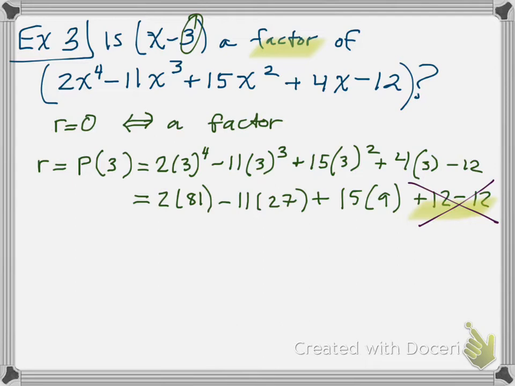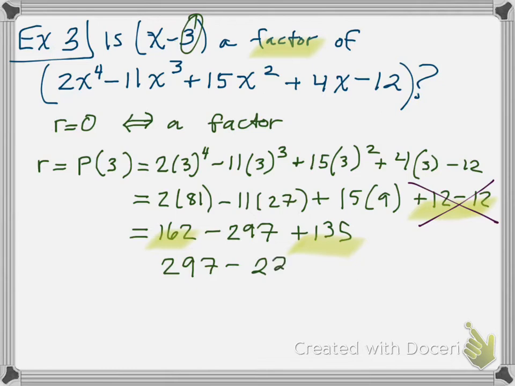So then I get 2 times 81, that's 162. Minus 11 times 27 is 297. And then 15 times 9 is 135. And so then if I add the 162 and the 135, I get, what do you know, I get 297. So I get 297 minus 297, which is in fact 0.